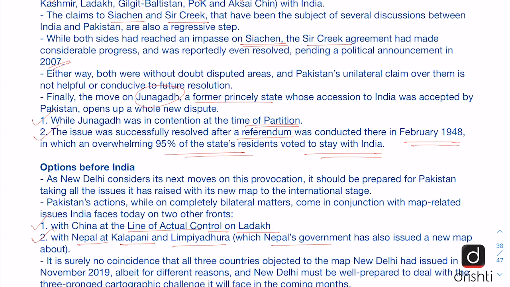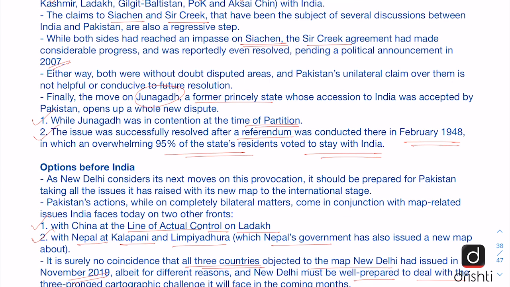And the editorial finally says that surely it is no coincidence that all these three countries have objected to the map India had issued in November 2019, although the reasons for their dispute with India seem to be different. And now India must be well prepared to deal with the three-pronged cartographic challenge it will face in the coming months. So this was all in the key points of the editorial.